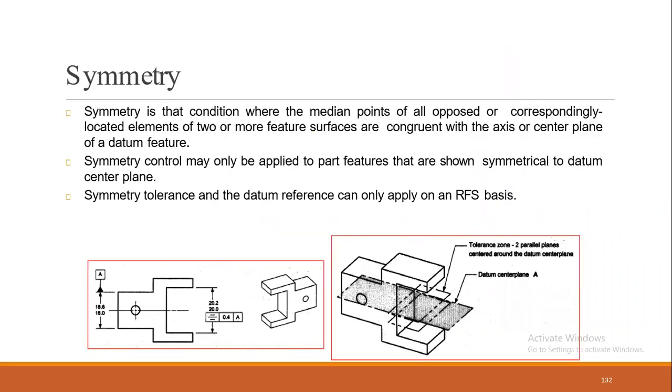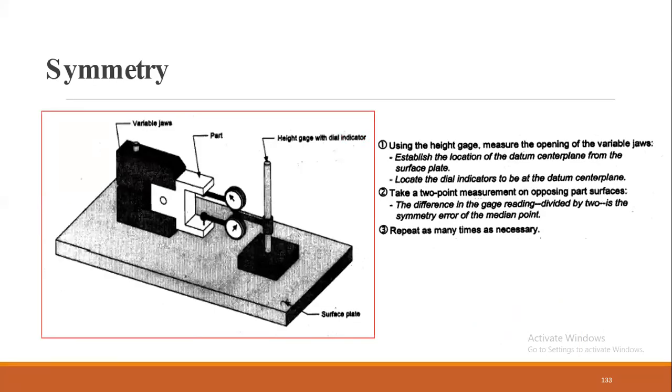Okay, symmetry. We already know what symmetry is. From the center line, both sides are required to have the same dimensions. It means if I have 10 from the center to top, then in the bottom we require center to bottom, it's a 10. So that you can measure like this one, here we require 2 gauges.